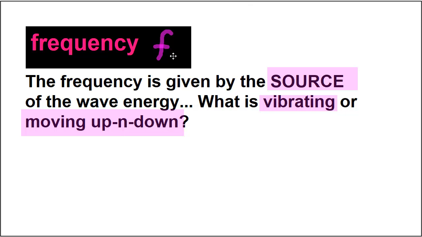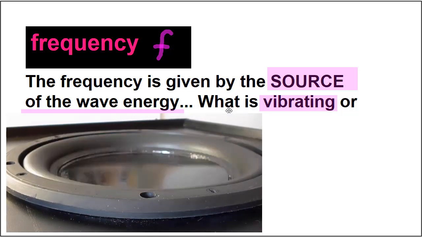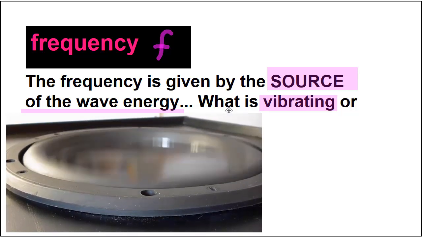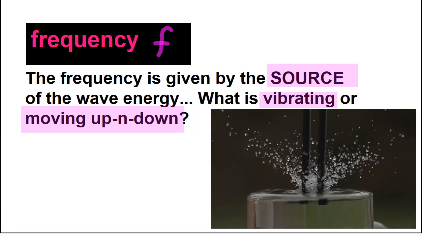Frequency, F, is in hertz. It's how fast the wave is moving up and down. It's given by the source of the wave energy. What is vibrating or moving up and down? This could be your vocal cords or a speaker vibrating. It could be a tuning fork vibrating. It can be your finger touching the surface of the water and vibrating the water and making waves.